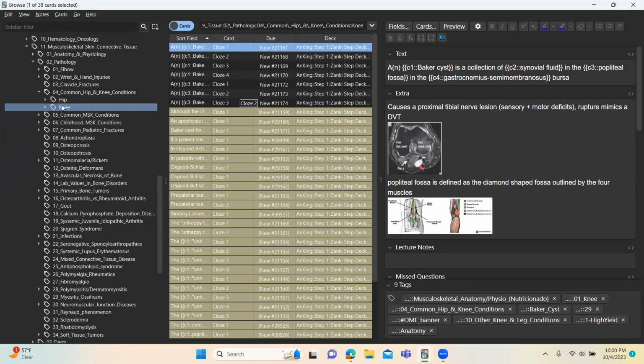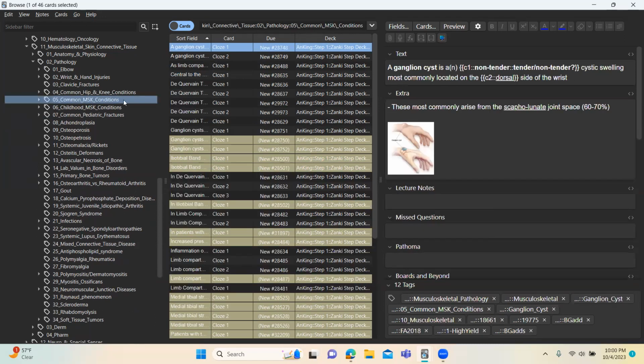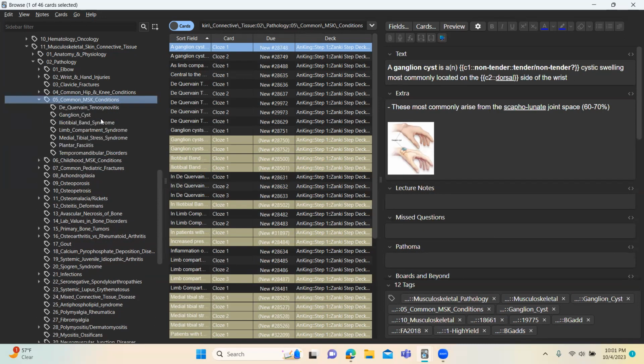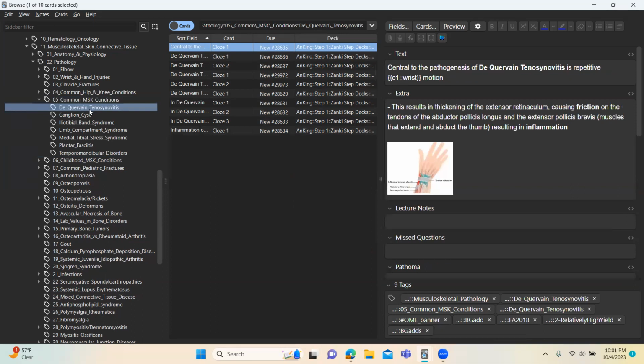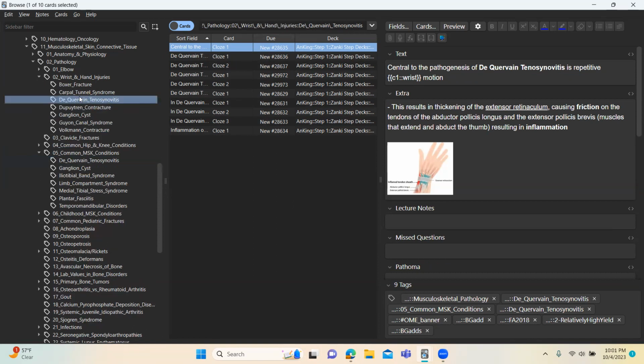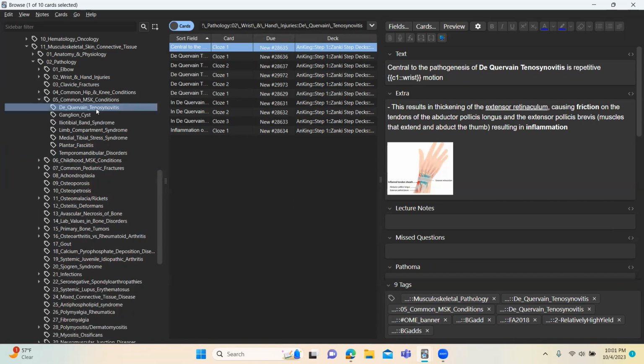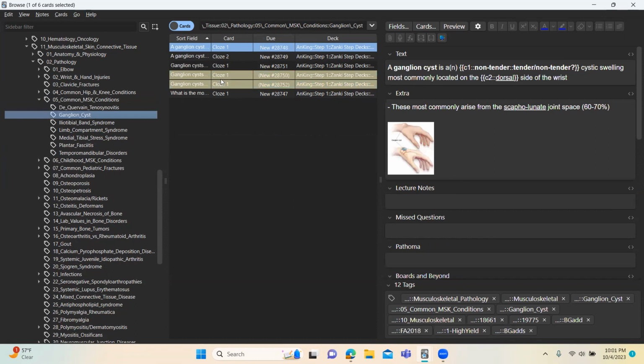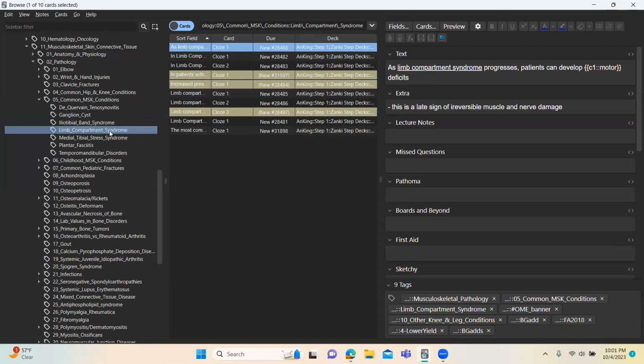There's some more. And then in common MSK conditions, I did de Quervain's tenosynovitis. Tenosynovitis again. I don't know if it carries over from up here. Yeah, it looks like it does. So you should already have this all activated. Ganglion cyst again. I think we did that already. I don't know. It's getting late.